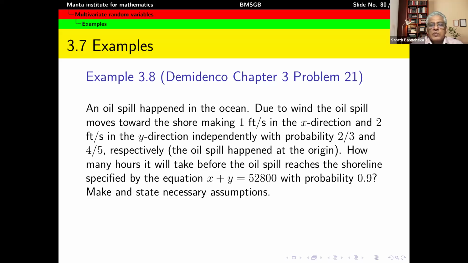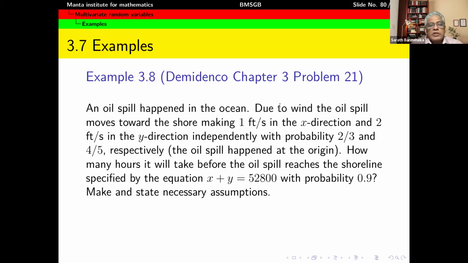So we are considering some origin. We consider the origin as the point where the spill happened. How many hours will it take before the oil spill reaches the shoreline specified by the equation x plus y is equal to 52,800 with probability 0.9. Make and state necessary assumptions.